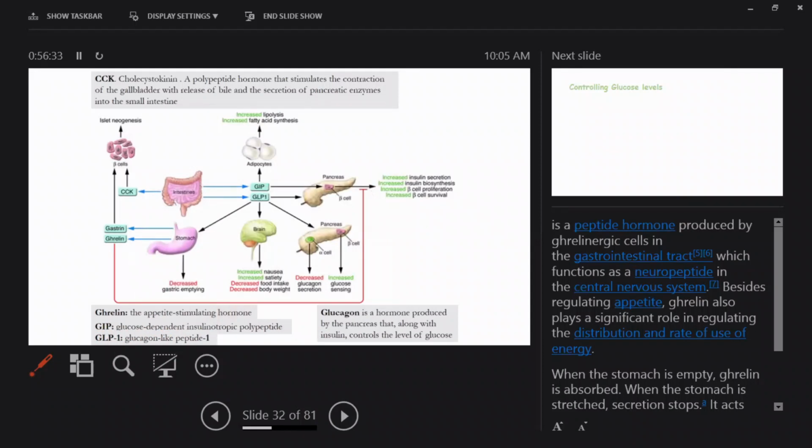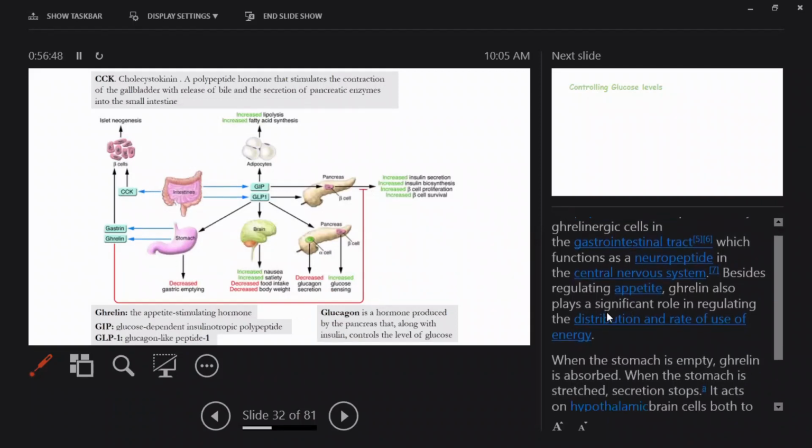GIP, glucose-dependent insulinotropic polypeptide. GLP-1, glucagon-like peptide 1. Glucagon, as we know, is a hormone produced by the pancreas that, along with insulin, controls the level of glucose.